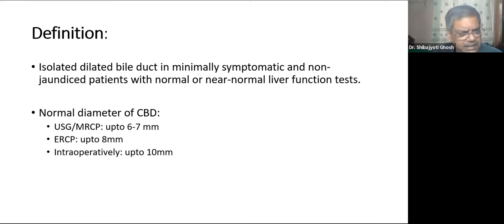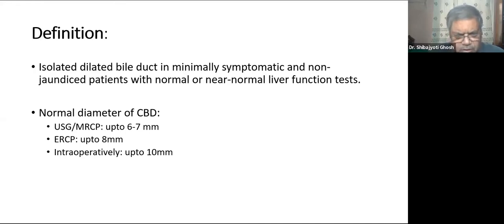Whereas in ERCP, it is up to 8 millimeter, because in ERCP a contrast is injected, and as a result of that there is slight dilatation of the common bile duct. So that dilatation is taken into account, and in ERCP up to 8 millimeter is considered within normal limit. Whereas during surgery, when we look into the common bile duct, we look at the outer diameter. So it is traditionally said that up to 10 millimeter is considered normal diameter of the common bile duct.